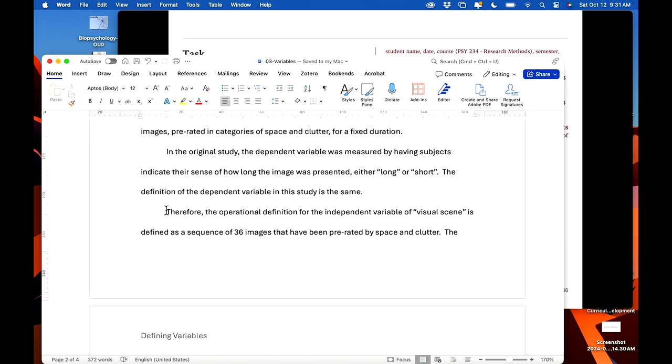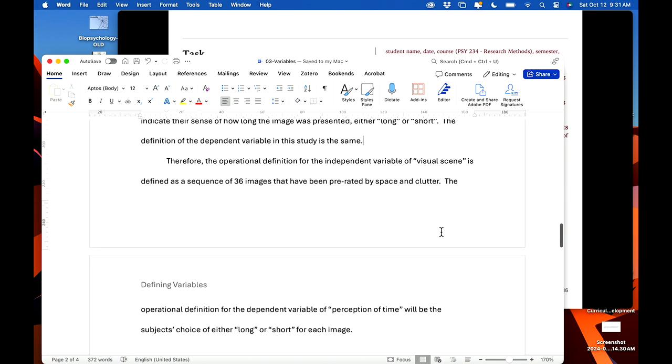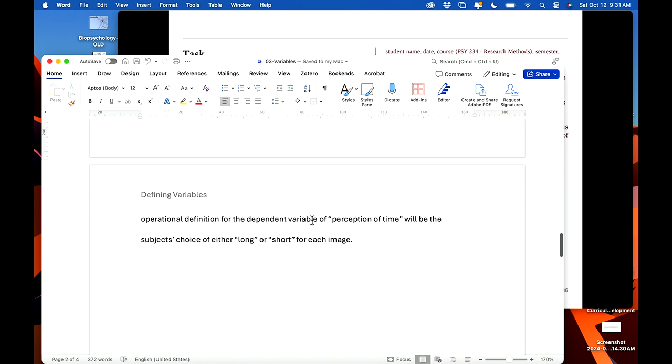Then a summary statement. Therefore, the operational definition for the independent variable of visual scene is defined as a sequence of 36 images that have been pre-rated by space and clutter. The operational definition for the dependent variable of perception of time will be the subject's choice of either long or short for each image. So you see, as I trace the pathway, what the original article did, and then I talk about what I'm going to do. And obviously, many of you are going to be doing variations on the theme that has been presented in your source article, and I give you an example of doing that.